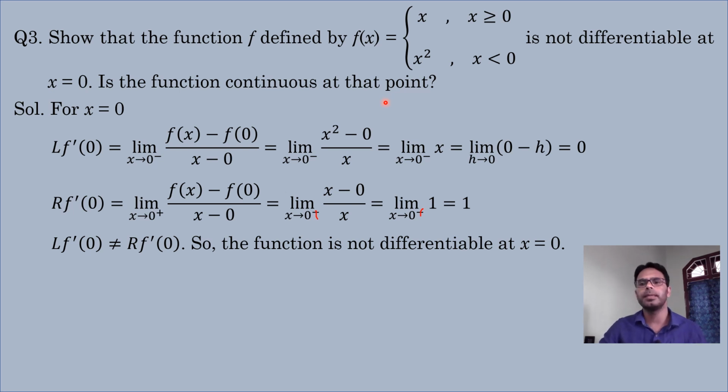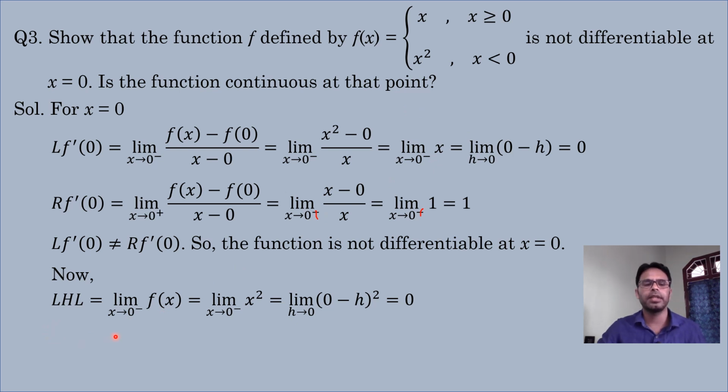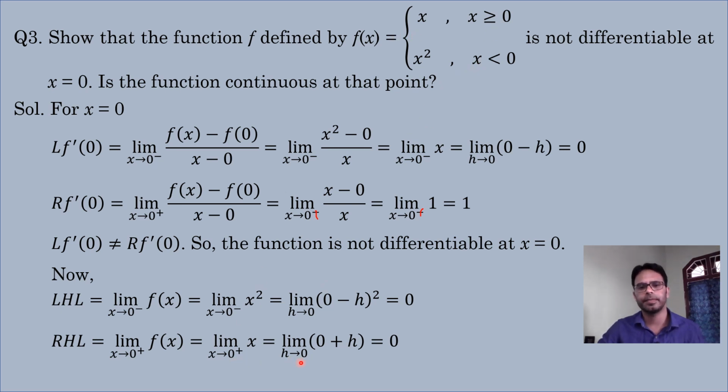Again check the continuity by using the theory of the previous chapter, left hand limit and right hand limit, just find those two. So now the left hand limit, x tends to 0 minus fx, fx is x square, h tends to 0 means x is replaced by 0 minus h, it is squared, using h as 0 it is 0. Right hand limit, x tends to 0 plus fx, x tends to 0 plus means greater than 0, it is x only. It is h tends to 0, then x is equal to 0 plus h, using h as 0 it is also 0.